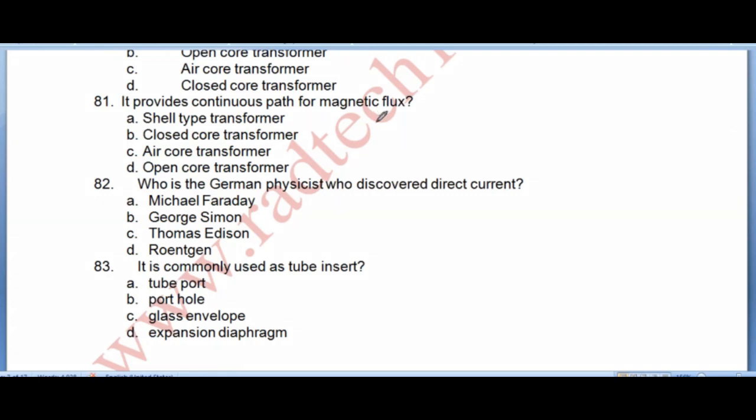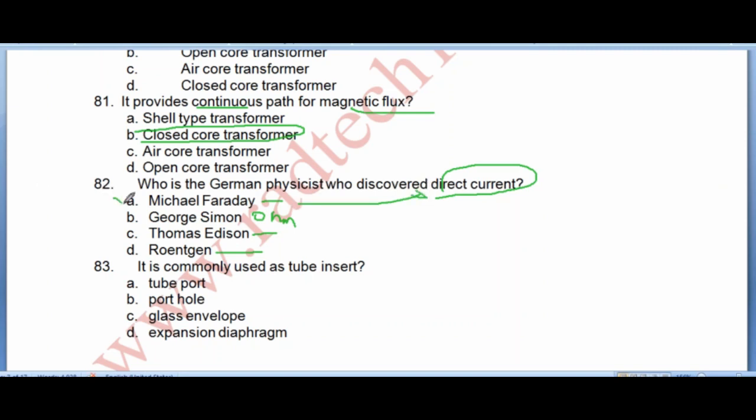It provides continuous path for magnetic flux. Ito po yung ating keyword, continuous magnetic flux, that is closed core. Then 82. German physicists to discover direct current. So, Michael Faraday, dynamo. George Simon, actually it's George Simon Ohm for the Ohm's law. Thomas Edison for the discovery of, yes, fluoroscopy. Roentgen discovery of X-ray.